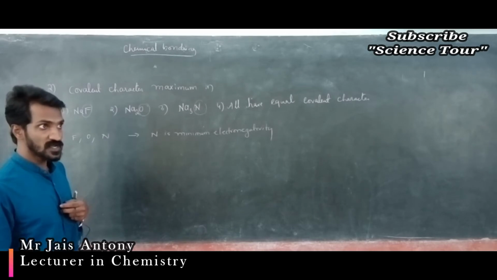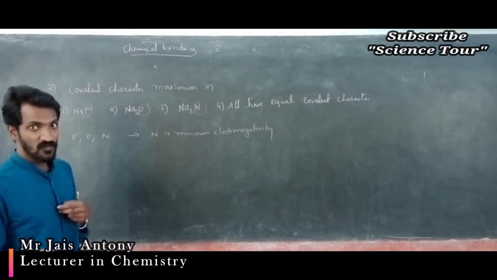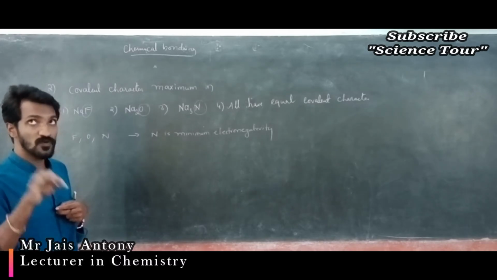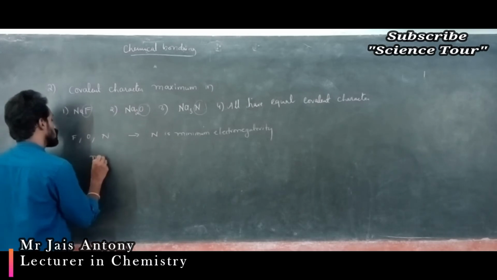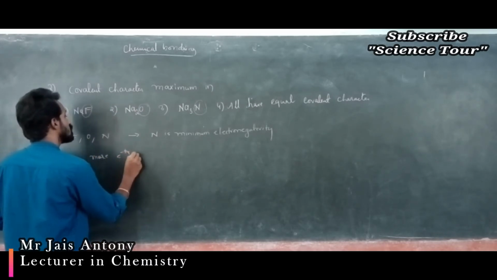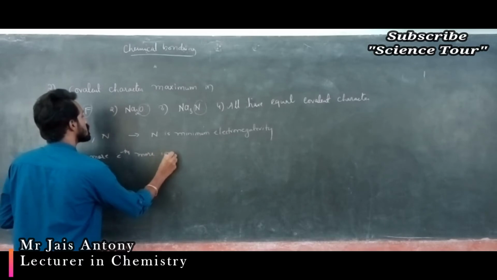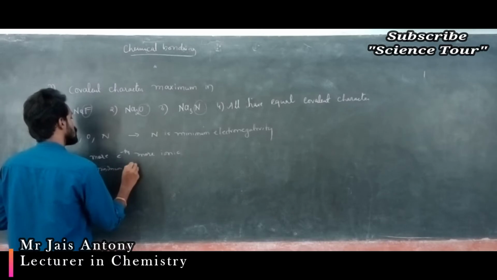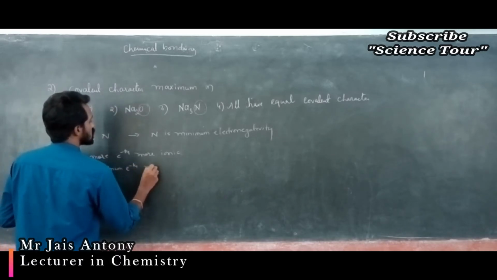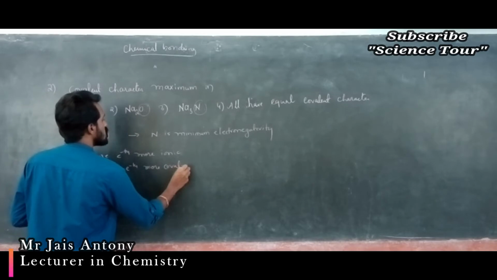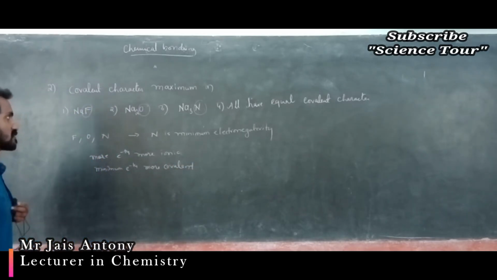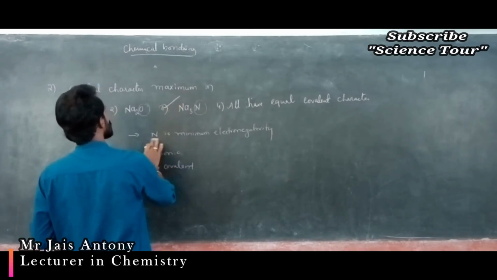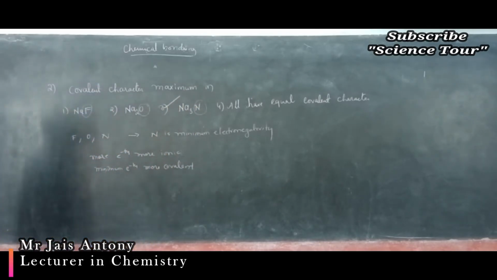If the electronegativity is more, it means more ionic character. More electronegativity, more ionic character. Minimum electronegativity, more covalent character. Remember that. More electronegativity means more ionic, and minimum electronegativity means more covalent character. So nitrogen forms a bond with sodium, and this is more covalent, my dear students. Option 3 is correct. Okay.